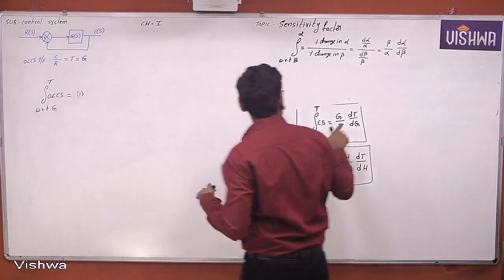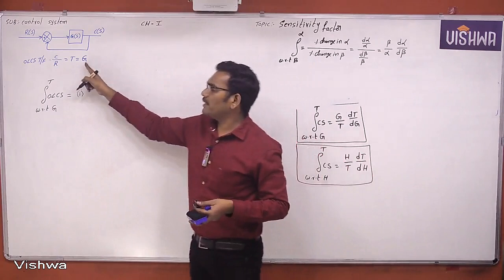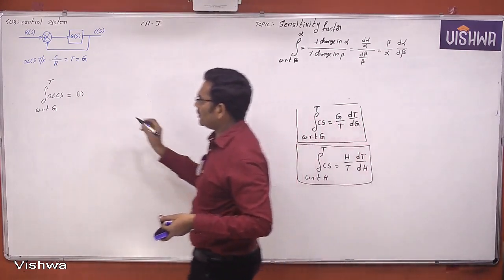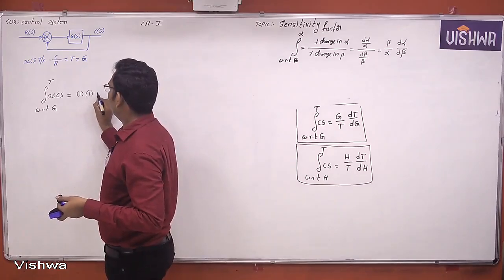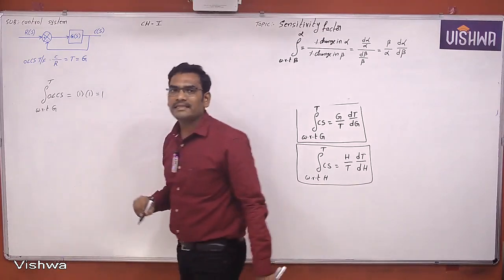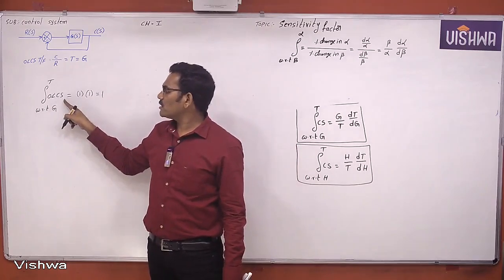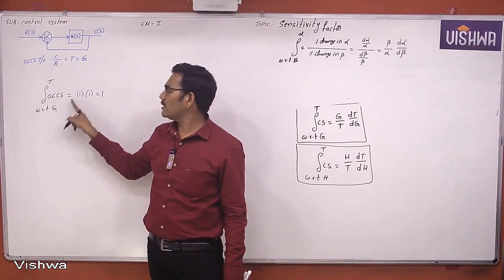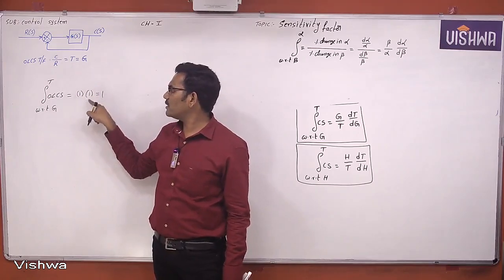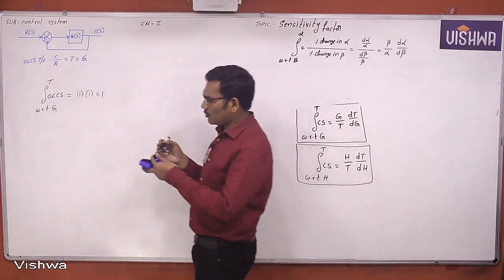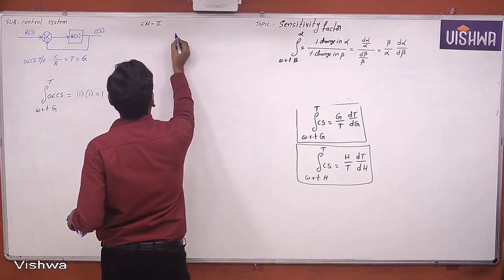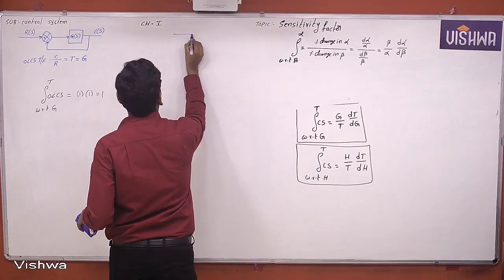Next, the transfer function is nothing but G. Now G differentiated with respect to G is nothing but 1. Therefore the answer is 1. The sensitivity of the open loop control system transfer function with respect to forward path gain is 1. This is the sensitivity of the open loop control system.